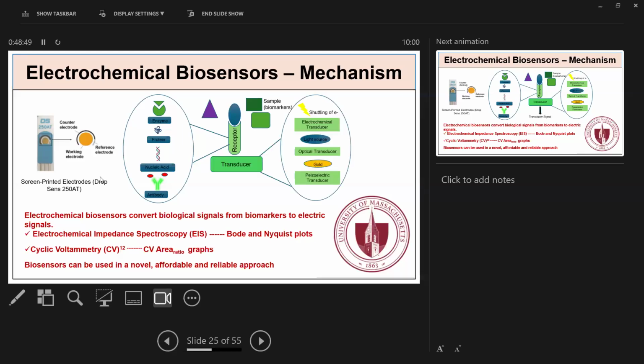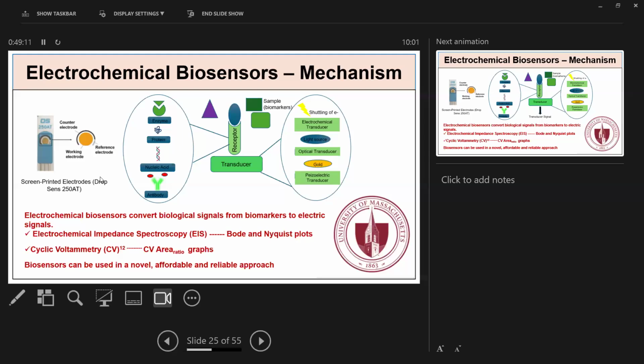Once it is done, it passes to the transducer. Transducer, as I mentioned before, can be an electrochemical transducer, which is mainly shuttling of electrons, or a light transducer, which is optical. I even worked with molecular beacons, which is again the development of optical biosensors for detection of bacteria.